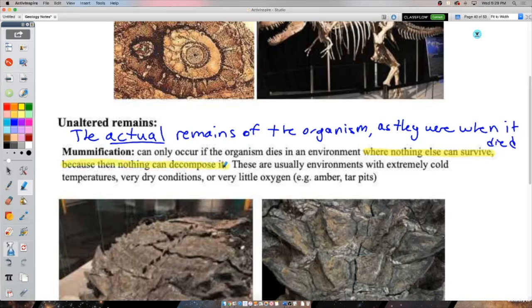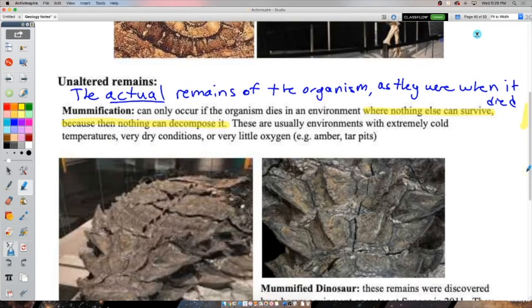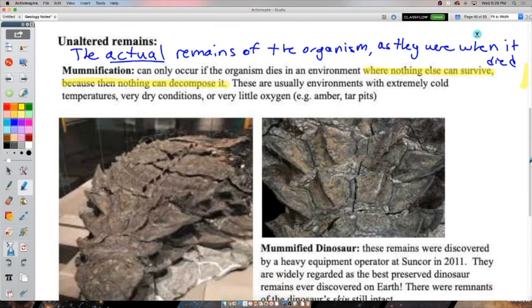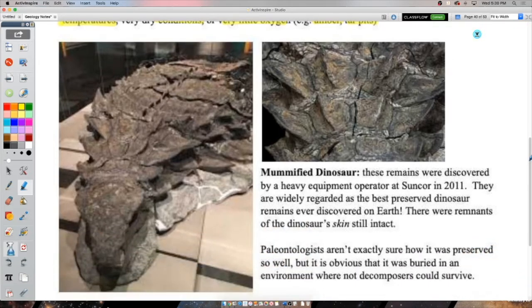So you can see why this is pretty rare, right? There's living stuff pretty much everywhere on Earth. So you have to die in a pretty special place to end up as a mummy, okay? So things like very cold temperatures, very dry conditions, because all living things need water, right? Or very little oxygen, for example, in amber or in tar pits. Okay, so this brings me to a cool example.